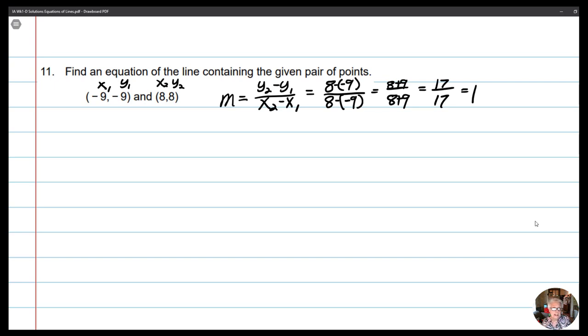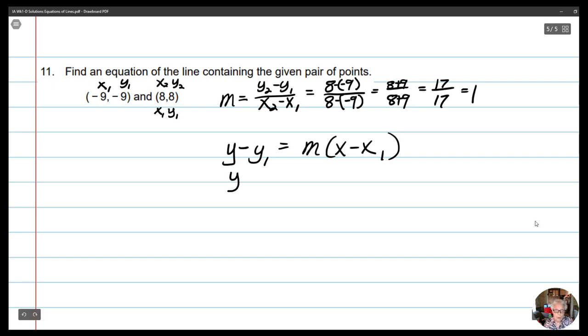Okay, I could use this point now for x1, y1. Let me write this first. y minus y1 equals m times x minus x1. But wouldn't you rather use positive numbers? Yeah, I would. You have to have one point. You know that both of these points are on that line. So you can choose 8, 8 just as easily or more easily than you can choose negative 9, negative 9. Do you have to? No. I'm just being lazy. y minus 8 equals 1 times x minus 8. y minus 8 equals x minus 8.